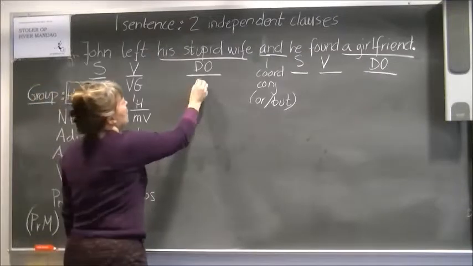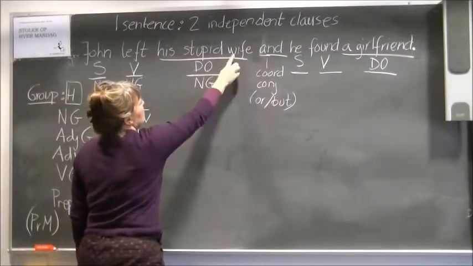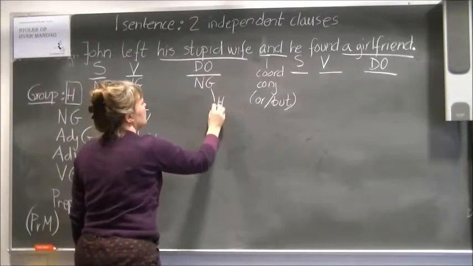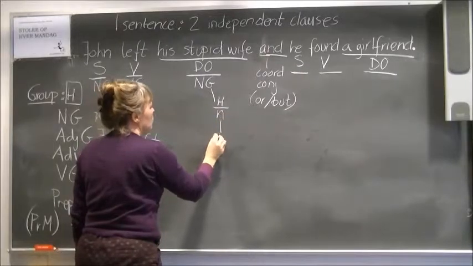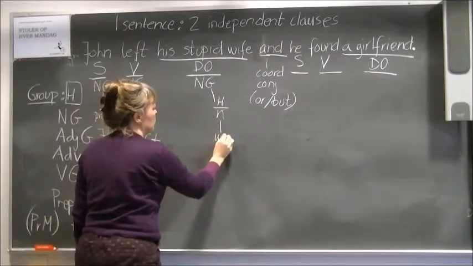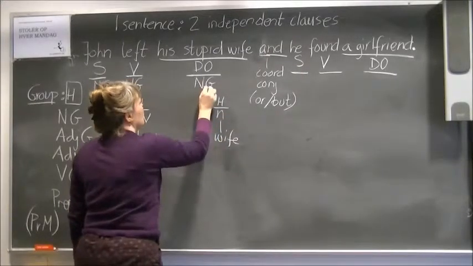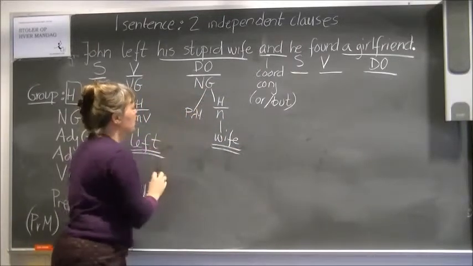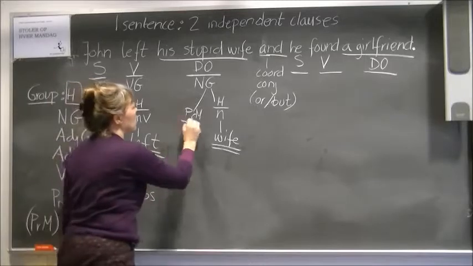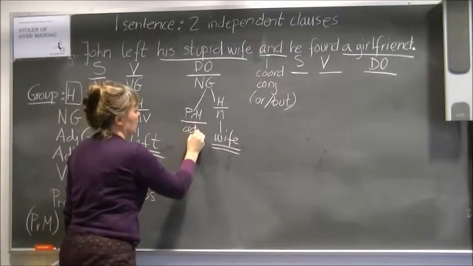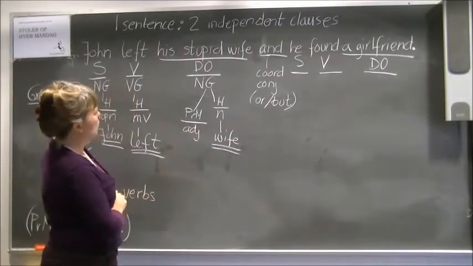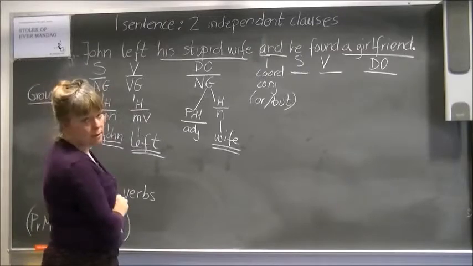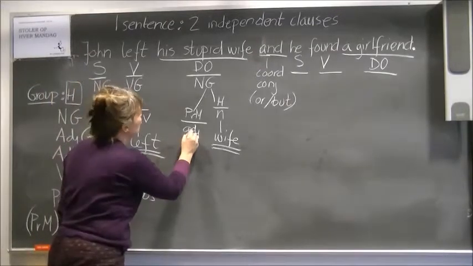And "his stupid wife", the most important word in here is "wife". It's what gives us the info. That's a noun, so that's why it's a noun group. And the word in front of that describes the wife. This is then the pre-modifier, which is typically in a noun group, it would typically be an adjective, or it could be a noun.